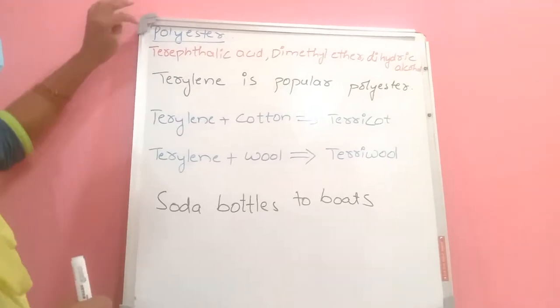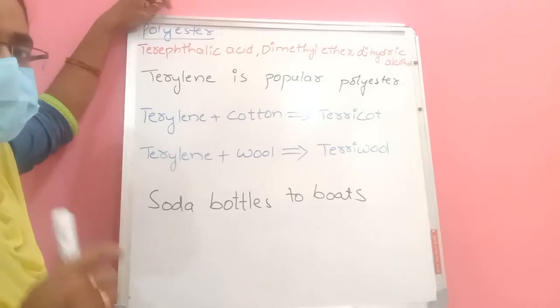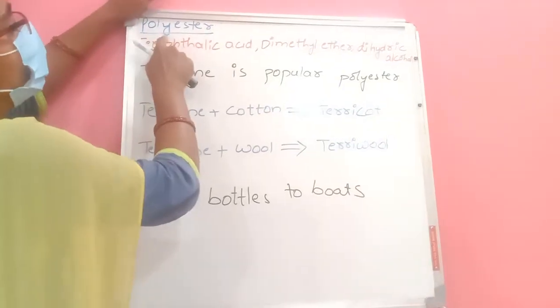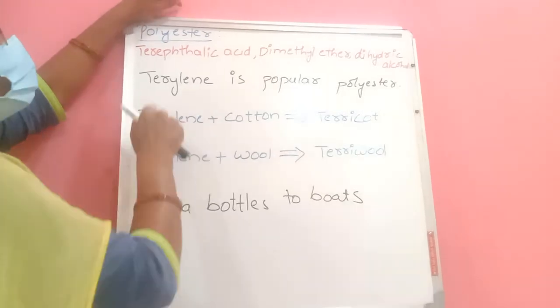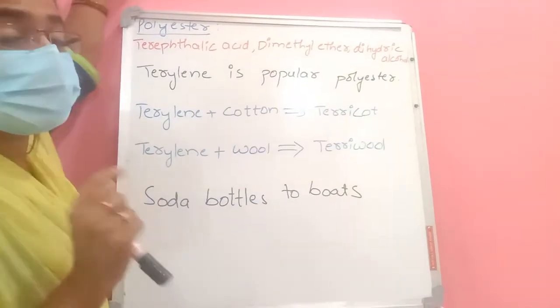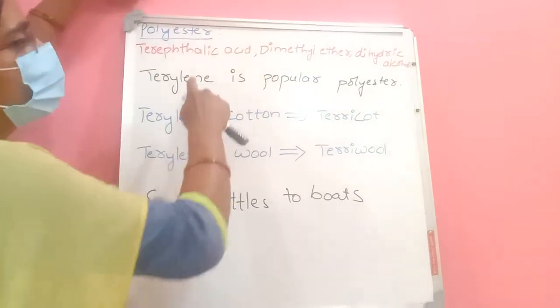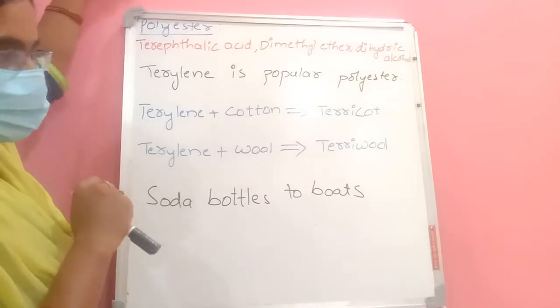So next we have another synthetic fiber, polyester. We can simply call it polyester. Terephthalic acid, dimethyl ether, dihydric alcohol. By these three chemicals we get polyester.